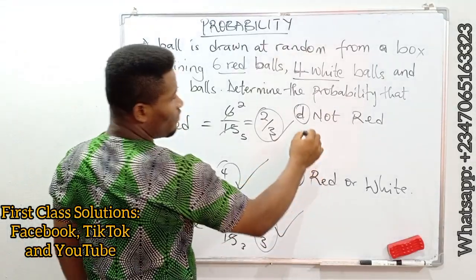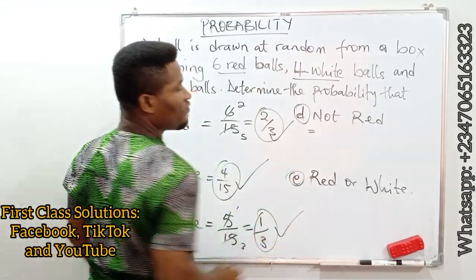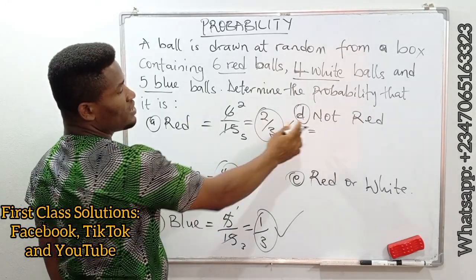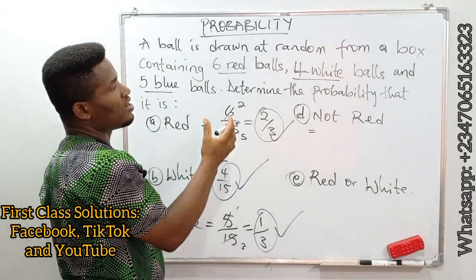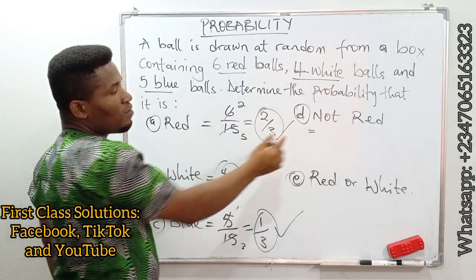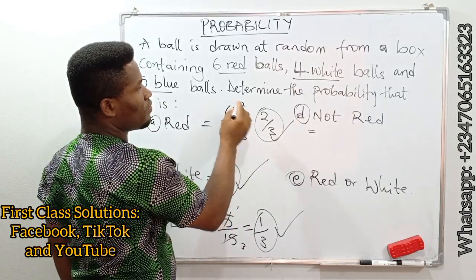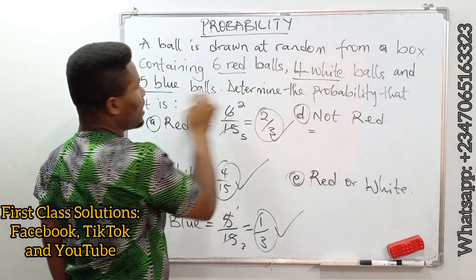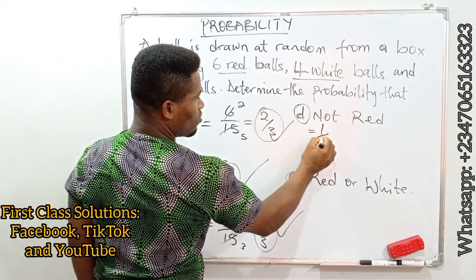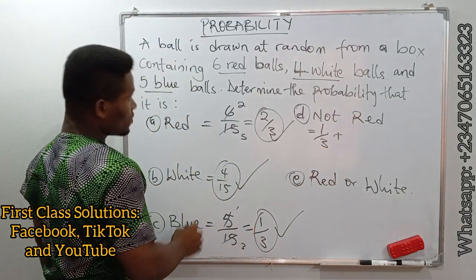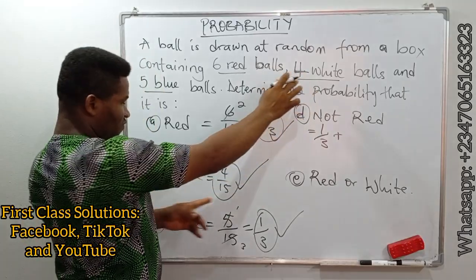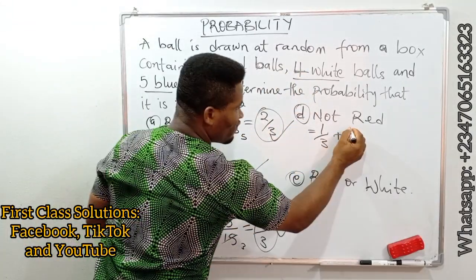Coming here, we have the probability of not red. You can calculate it in 2 ways. If the ball drawn is not a red ball, it means the ball will be either a white ball or a blue ball. So the probability of not red is the sum of the probability of the white ball and the blue ball. For the blue ball, we have 1 over 3 plus, since we are talking of not red, we have blue and white. For the white ball, we've calculated 4 over 15.